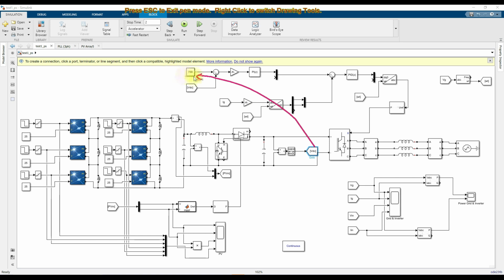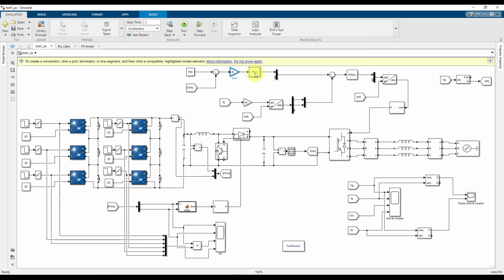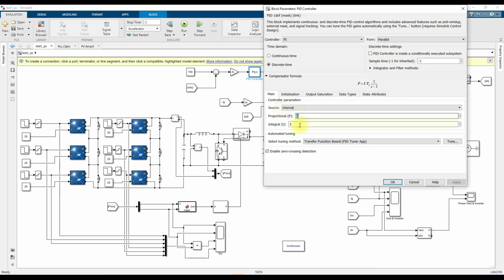So we compare with 700, and it is converted into per unit. Since we need to maintain 700 here, we divide by 700 to convert to per unit, and then it is processed via the PI controller. This PI controller can be tuned by means of the PID tuner, or else you can use the trial and error method. Here we are using the trial and error method.